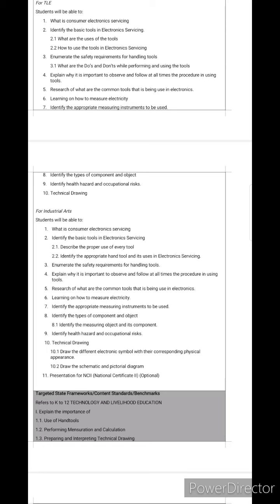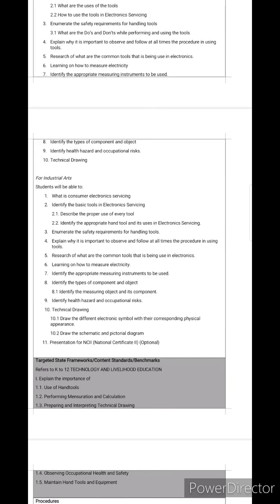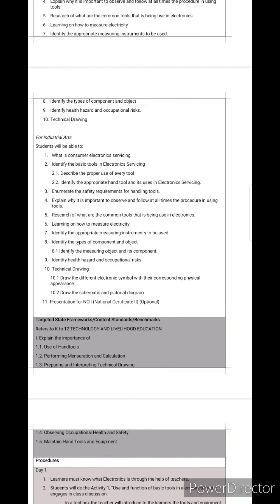Fifth, research what are the common tools used in electronics. Six, learn how to measure electricity. Seven, identify the appropriate measuring instruments to be used. Eight, identify the types of component and object. Under that, identify the measuring object and its component. Nine, identify health hazard and occupational risk.